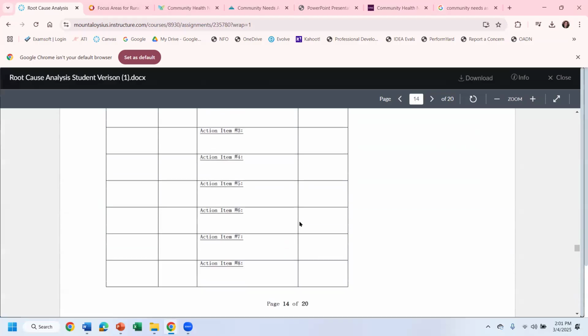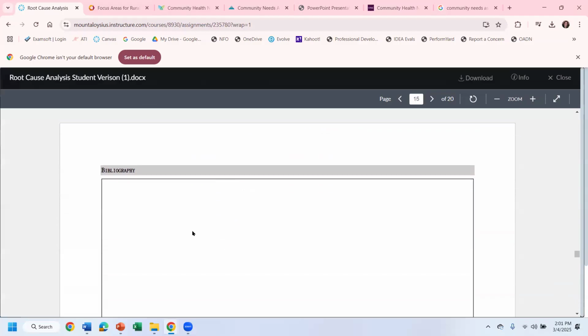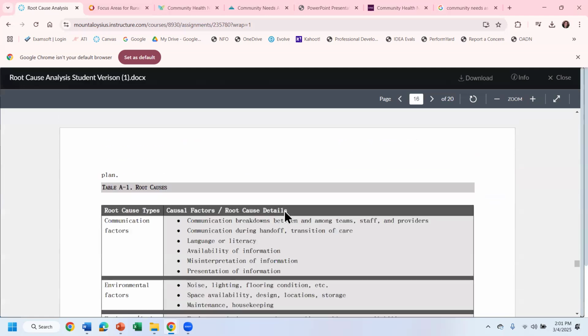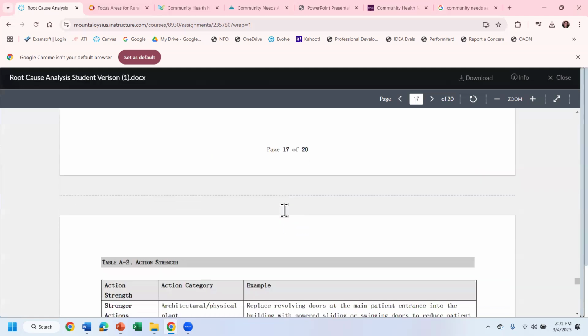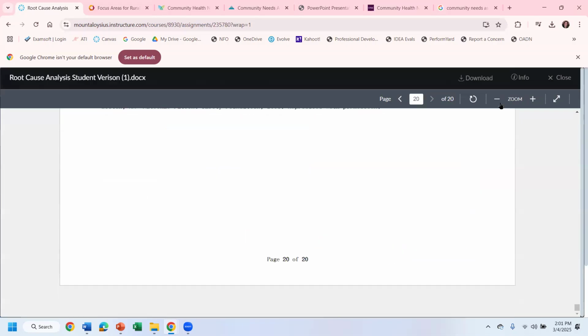I mentioned that these action items should be based in the literature, and you'll put your bibliography in APA 7th edition format in this box. And let's see, that's more action strength. And that's the end of this document. So I'm going to close this document.